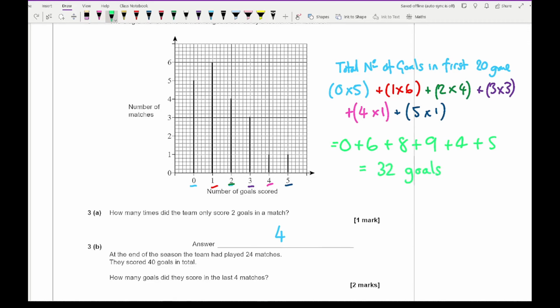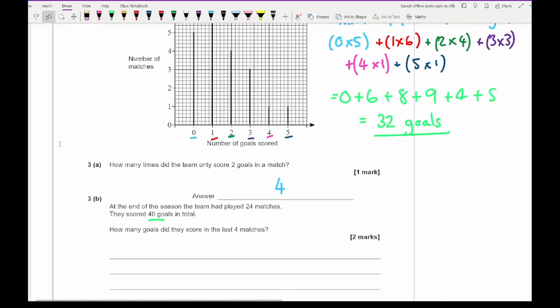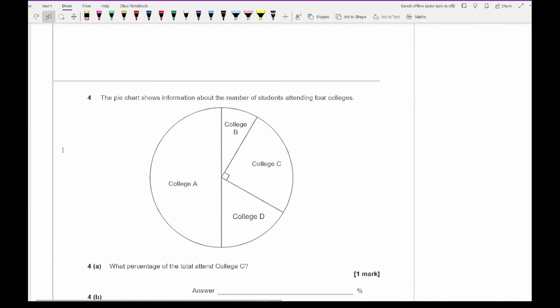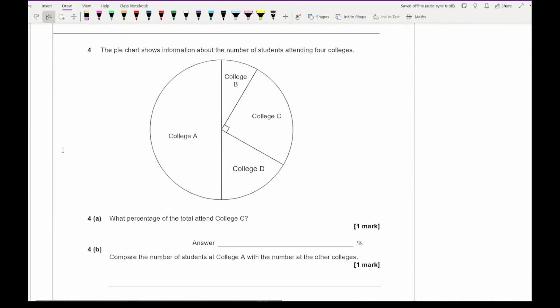So if they scored 40 goals in total, and in the first 20 matches they scored 32 goals, then how many goals did they score? Well, it's going to be 40 minus 32. So the answer then is 8 goals. Then moving on to question 4, it says the pie chart shows information about the number of students attending 4 colleges. What percentage of the total attend College C? So College C, you can see, is 90 out of 360, which is basically a quarter. So that as a percentage is 25%.